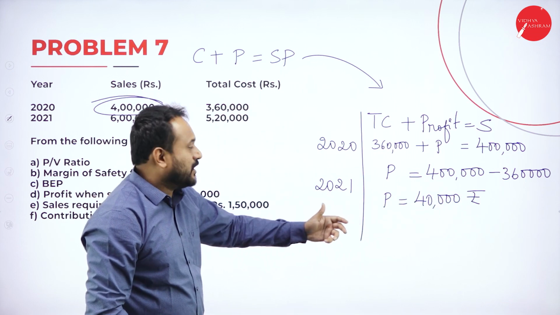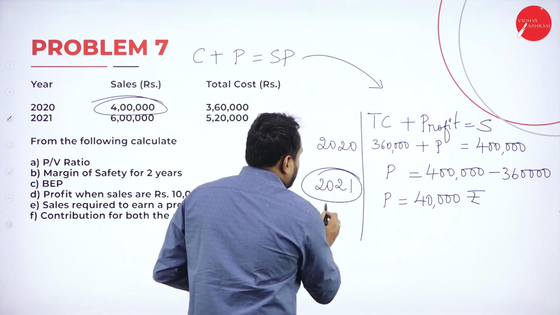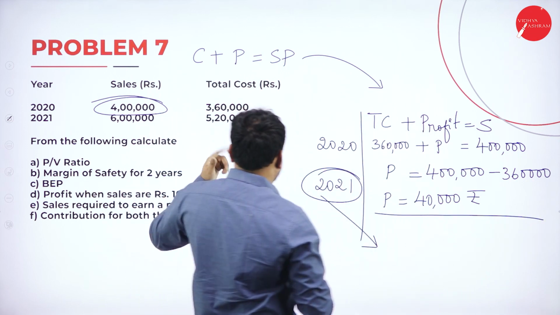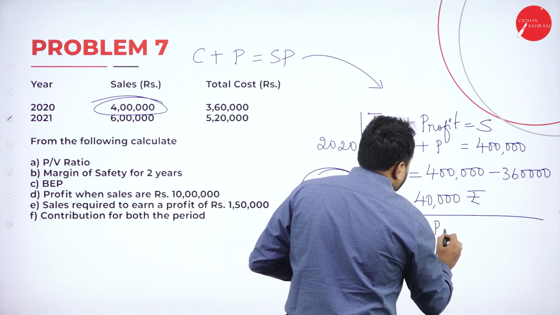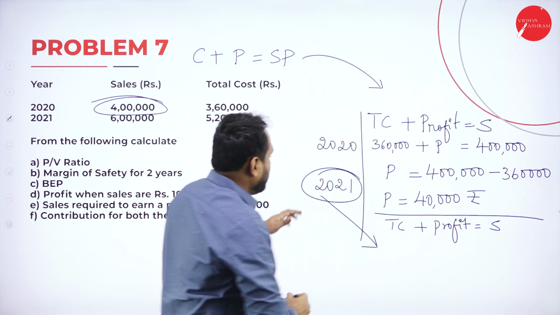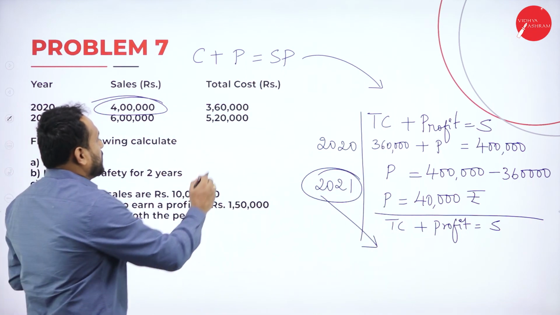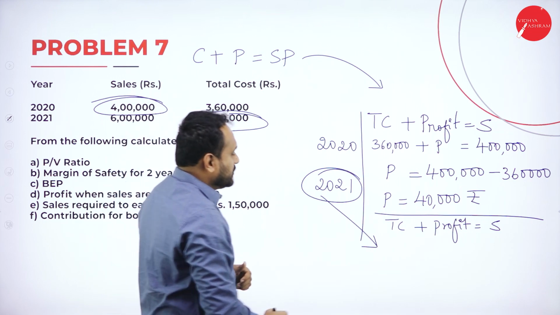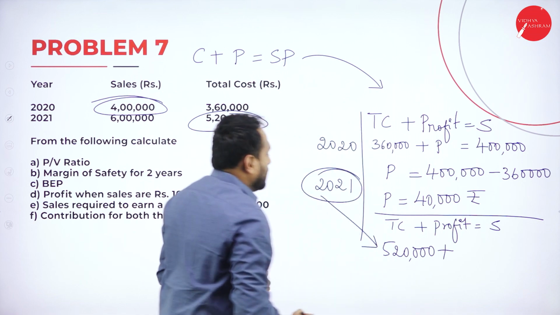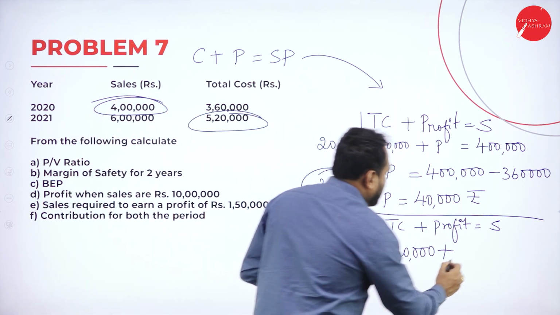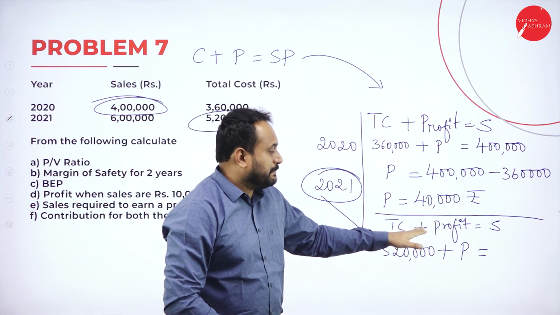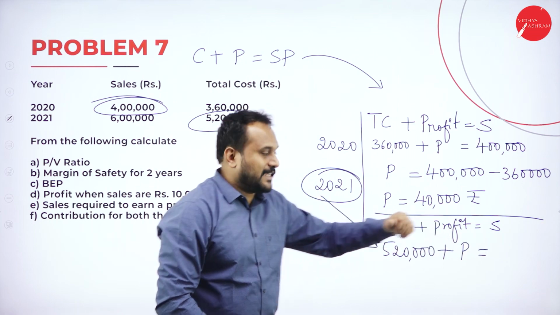Now the same way you are supposed to calculate for 2021. Here we will go with 2021 things. Same way, total cost plus profit is equal to your sales. Now 2021, what is my total cost? My total cost 2021 is 5,20,000. So I'll write here 5,20,000 plus profit. I don't know, I need to find my profit. See, sometimes you may also incur loss. When you incur loss, total cost minus loss is equal to sales is what you are supposed to go.